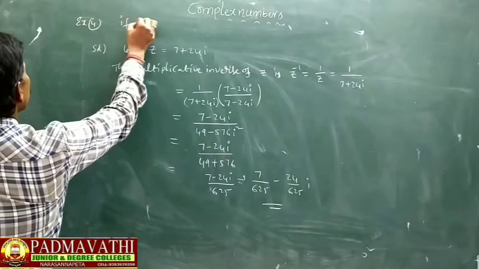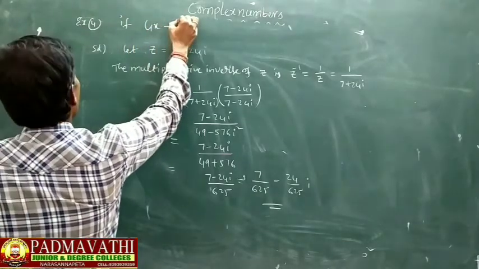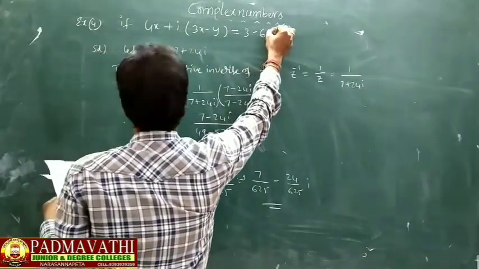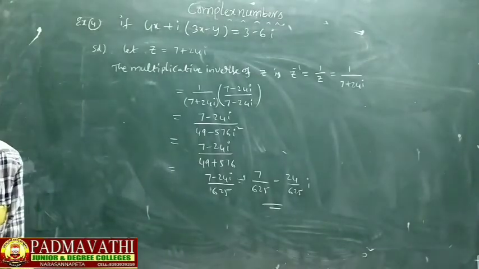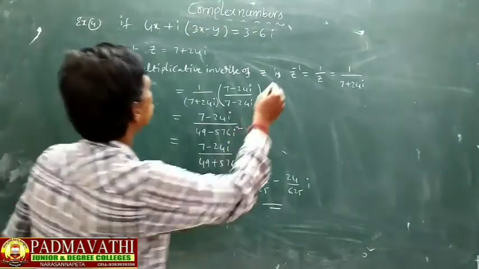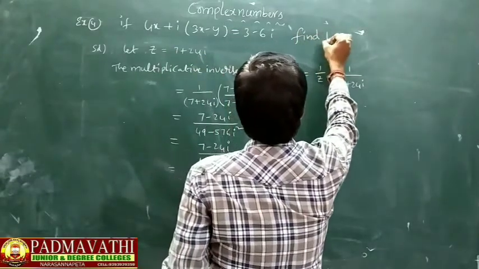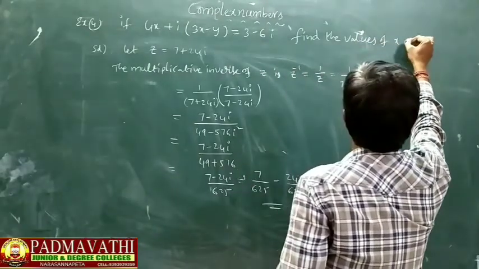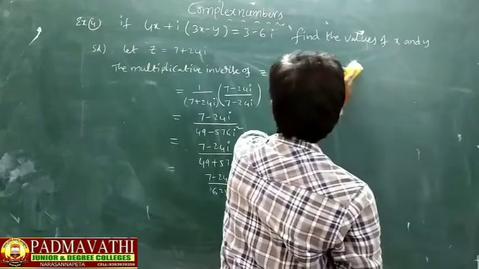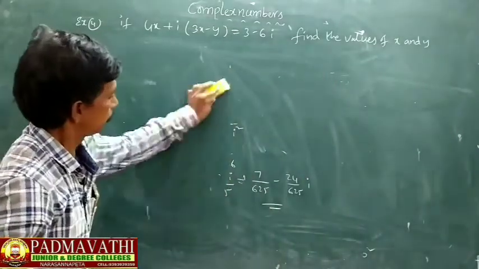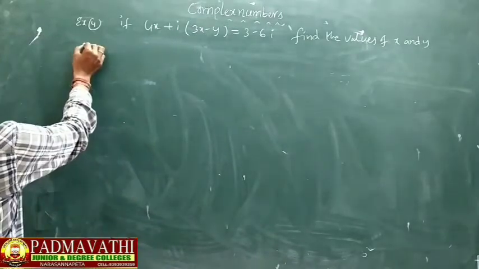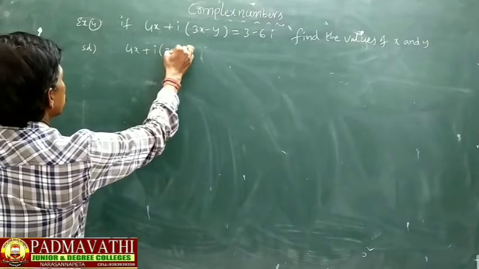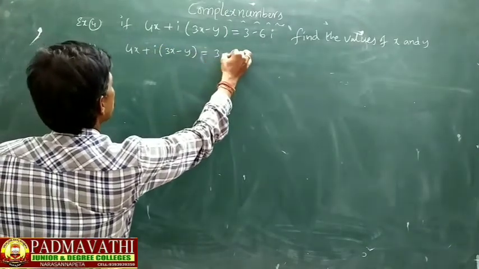If 4x plus i into 3x minus y equals 3 minus 6i, find the values of x and y. Very simple problem. Given that 4x plus i(3x minus y) equals 3 minus 6i.